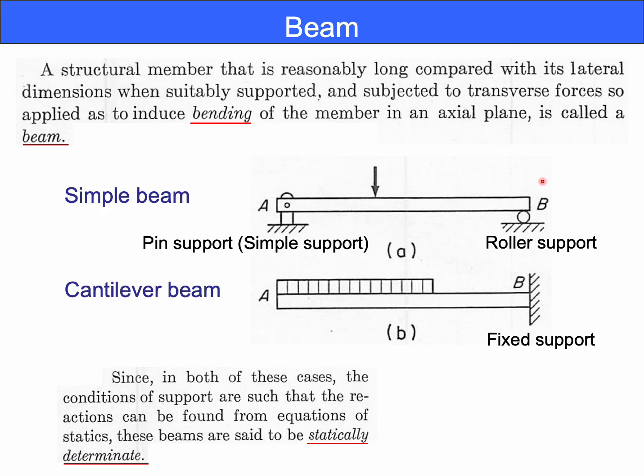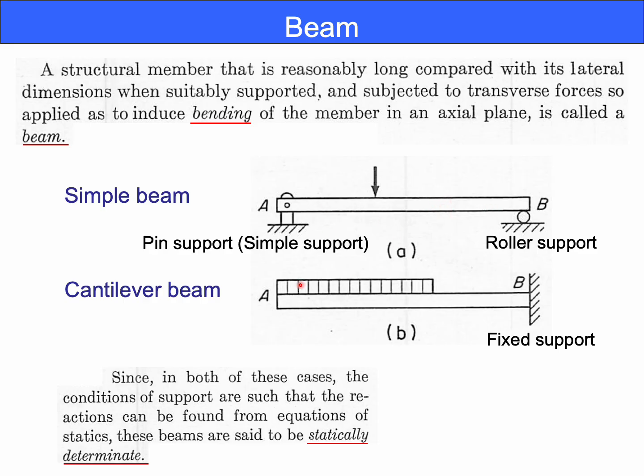So in this case, the horizontal movement is allowed when a temperature rise is generated. It can expand in the direction of the axis of the beam.